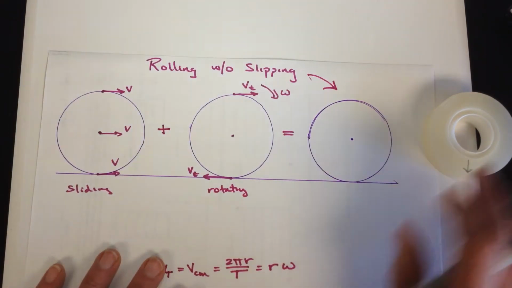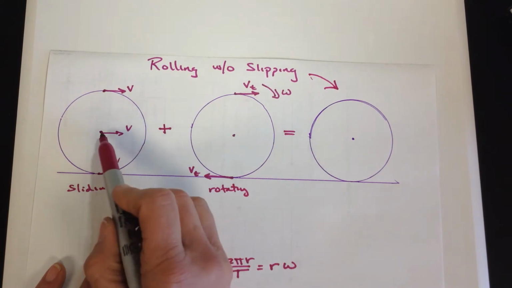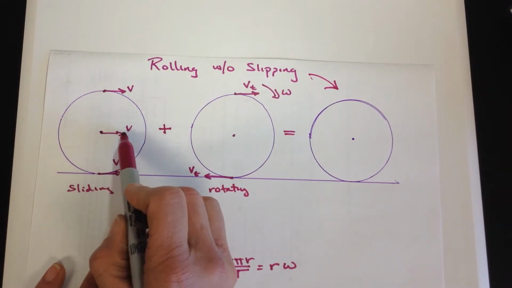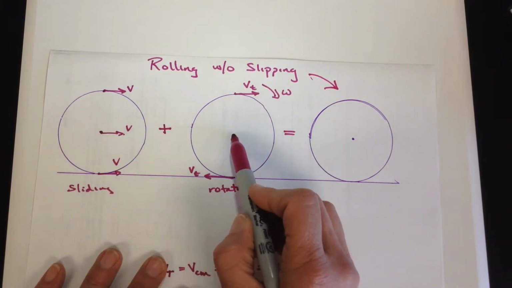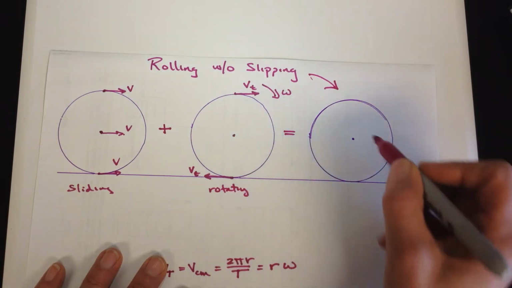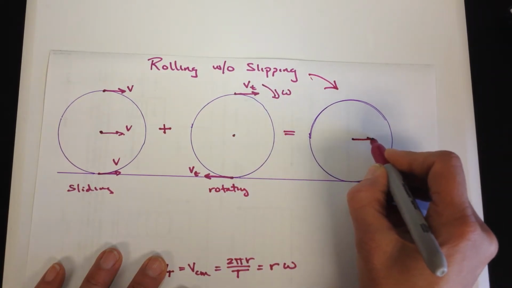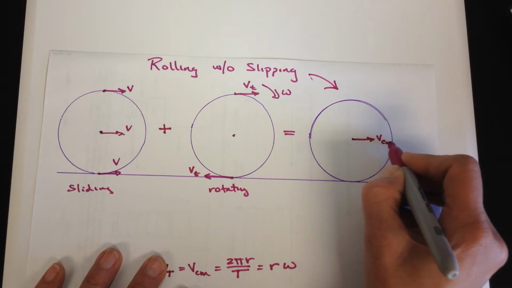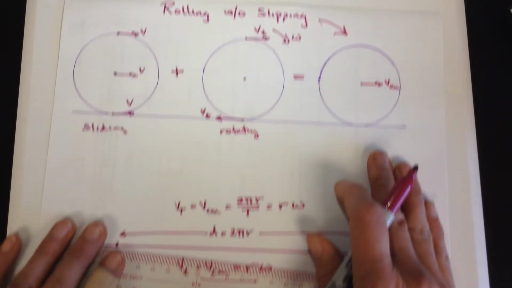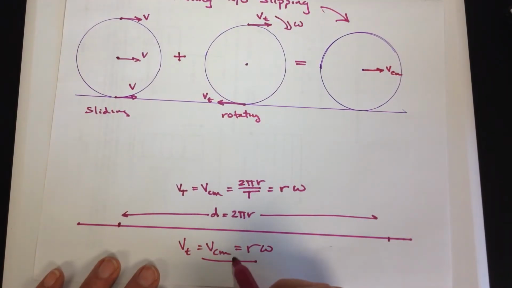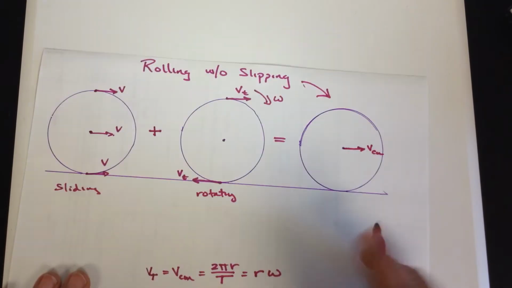If we look at our velocity vectors, we're just going to add them. If I look at the center of mass, it's got a velocity here when it's sliding. If it's rotating, that center of mass is not moving at all. So we are going to get a speed of that center of mass right there, and if it's rolling without slipping, that center of mass speed is going to be equal to the tangential speed, r times ω.